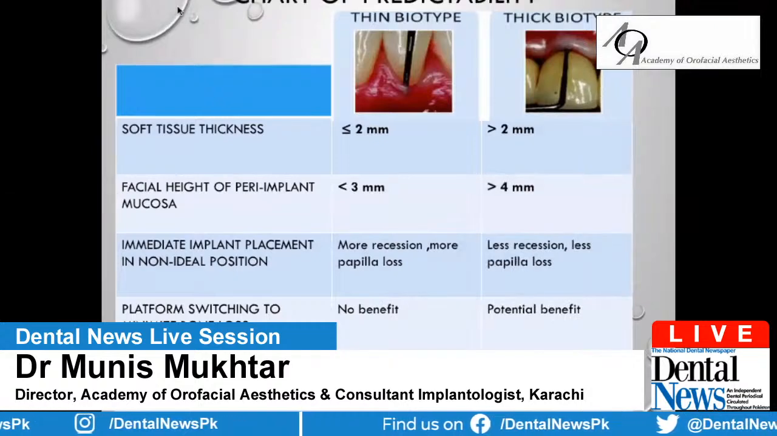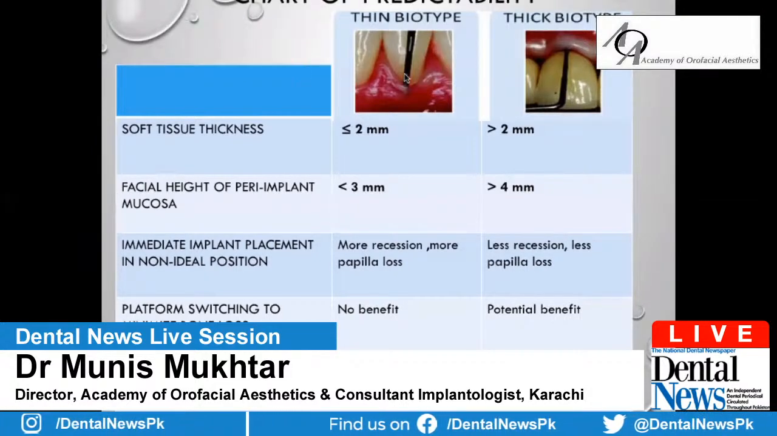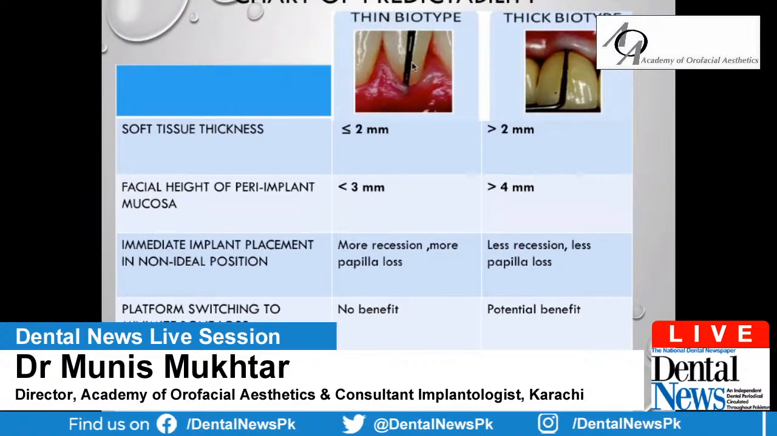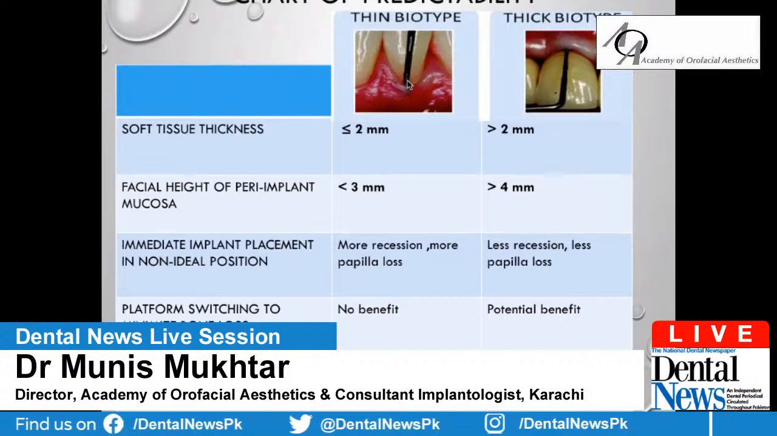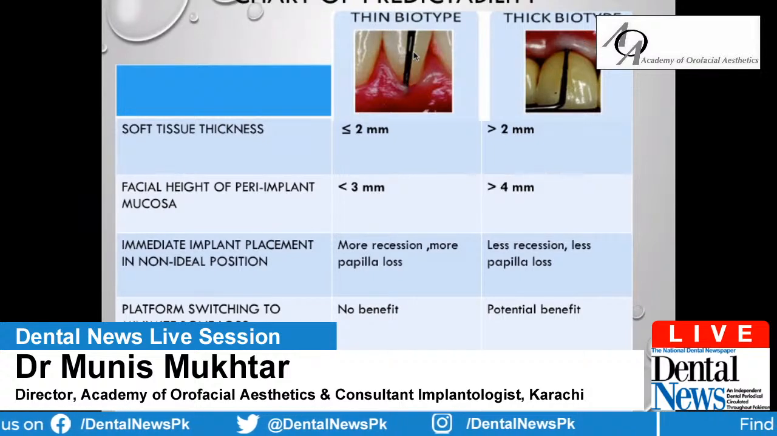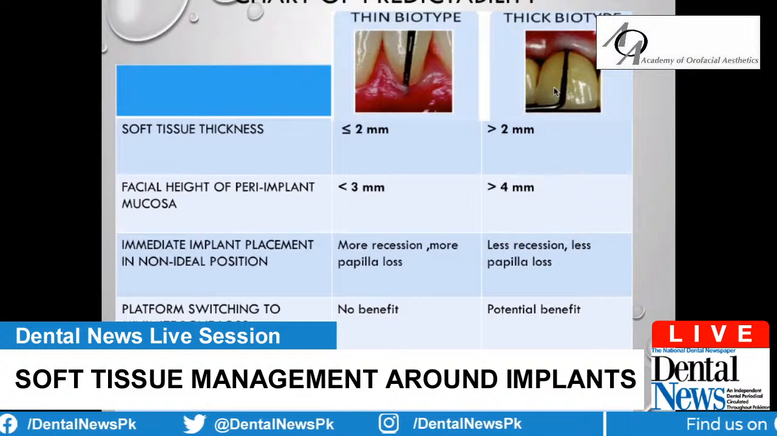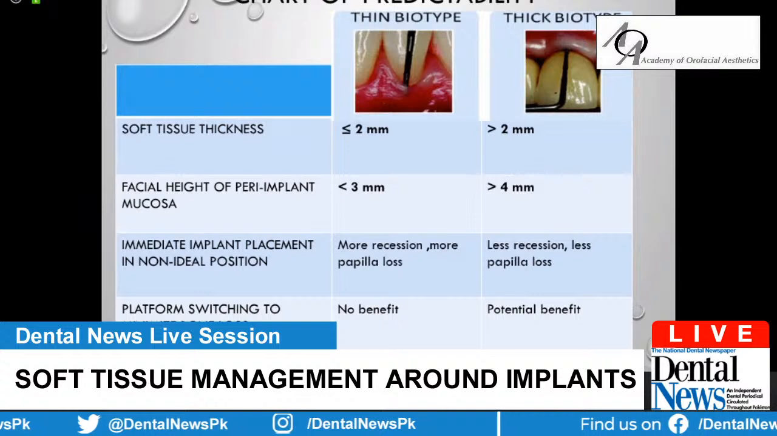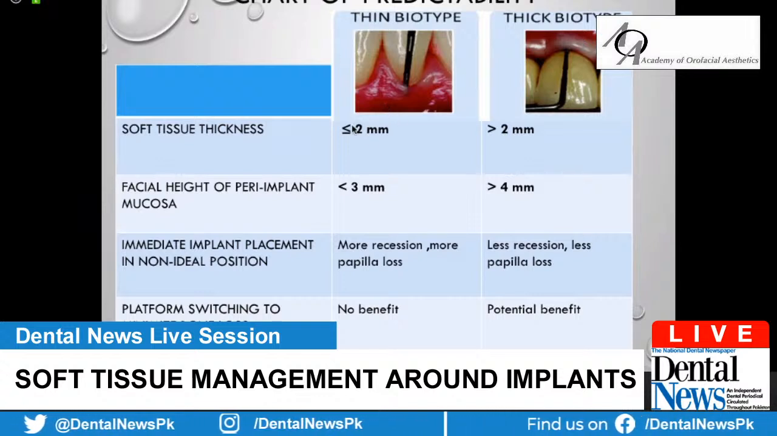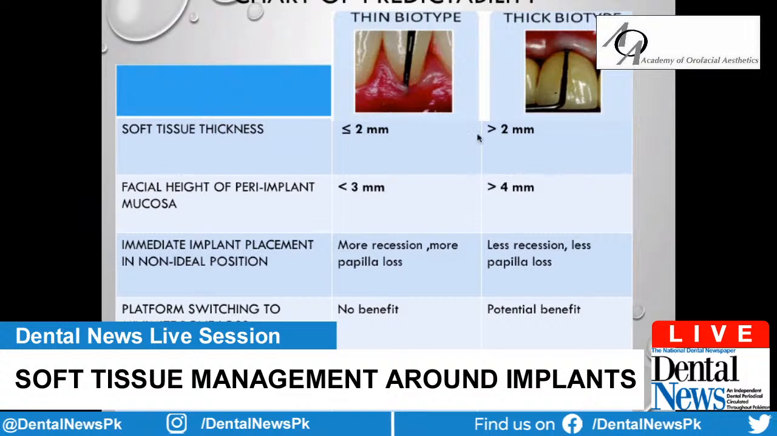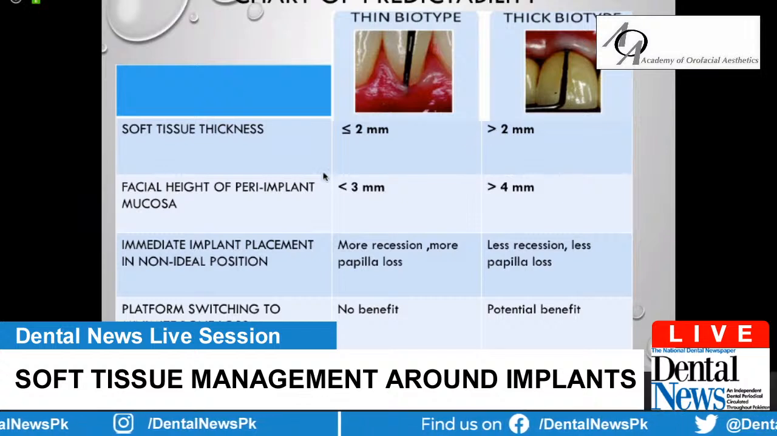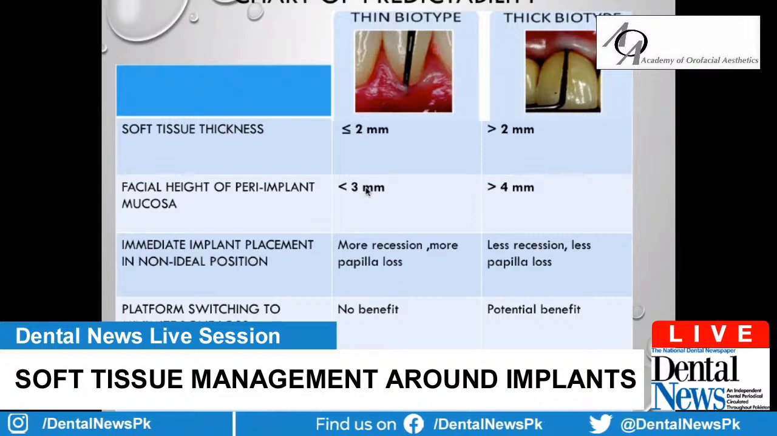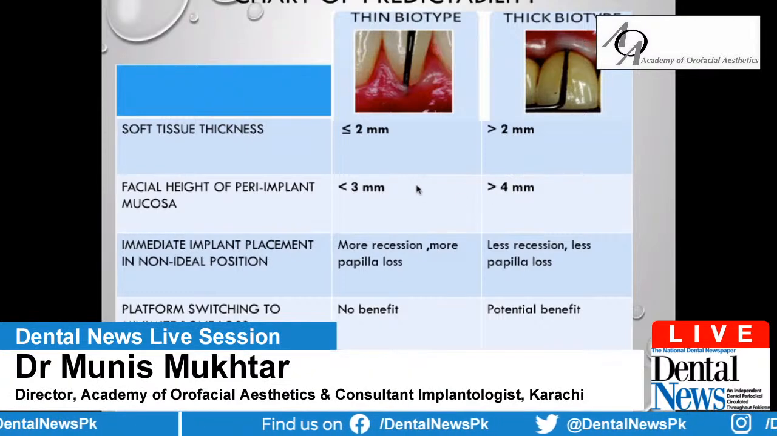This is once again another chart of predictability. Soft tissue thickness, if it's less than or equal to 2 millimeters, then it's thin. By just inserting the probe, if you can see it through the tissue, that means it's a thin biotype patient. And if it's deep and you cannot see the image of the probe, then it's a thick biotype. Thick means it's more than 2 millimeters. Facial height of peri-implant mucosa is less than 3 millimeters in thin biotype. It's more than 4 millimeters in thick biotype.